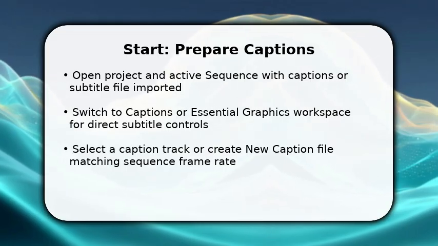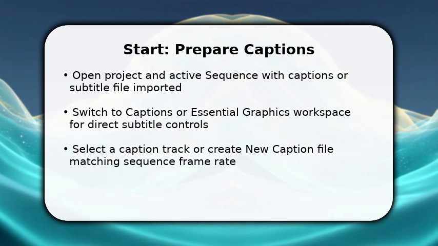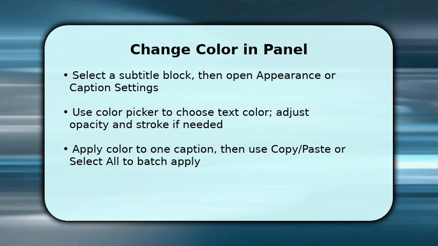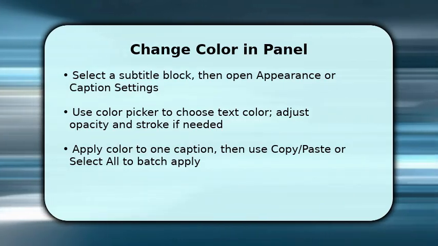Now select the first subtitle block to begin changing color and other appearance settings immediately. With a subtitle block selected, open the caption settings or Essential Graphics text controls. Here you'll find the color picker for text. Click the color swatch to choose a new color and use opacity or stroke settings to maintain legibility against video.